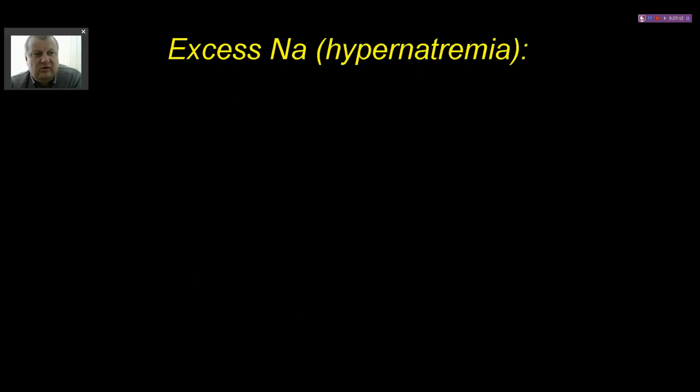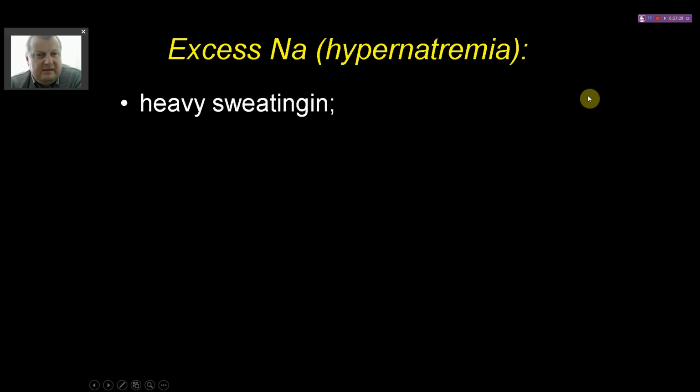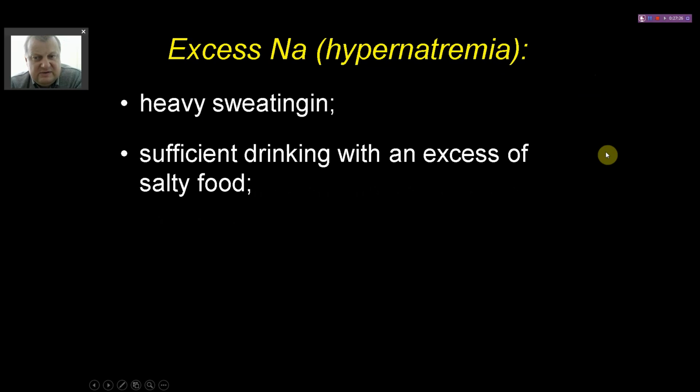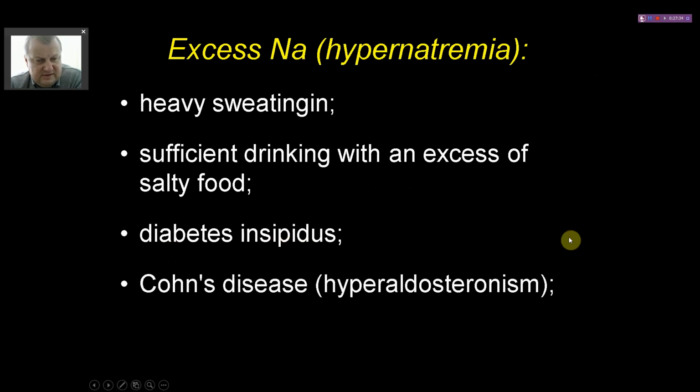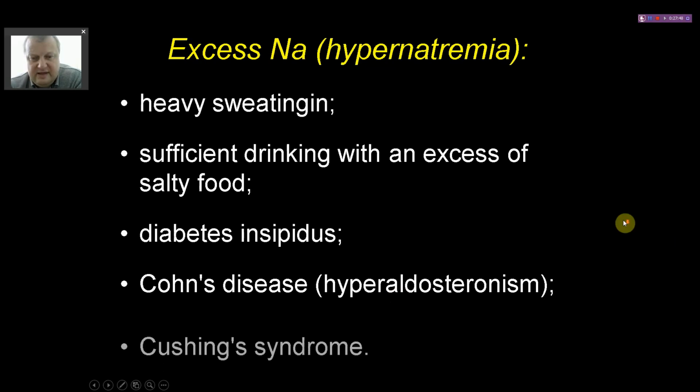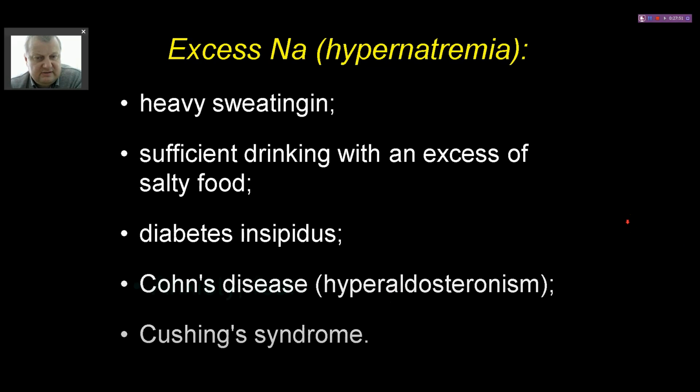And the opposite state, the excess of sodium. The name of this state is hypernatremia. And it could be caused by heavy sweating, insufficient drinking with an excess of salty food, also provided by diabetes insipidus, and Crohn's disease or hyperaldosteronism. Hyperaldosteronism, we will see then, okay, and also Cushing's syndrome.